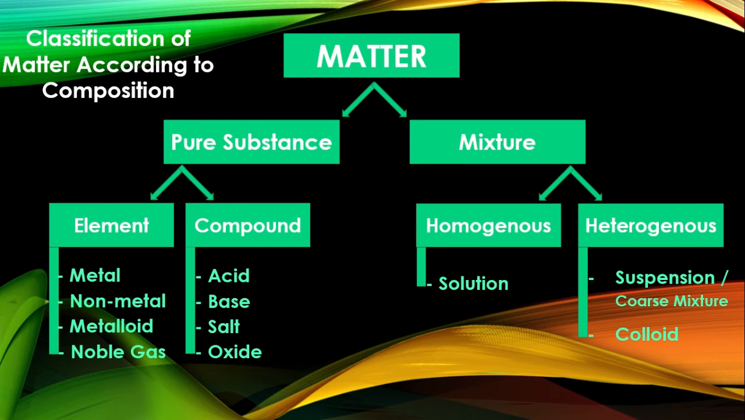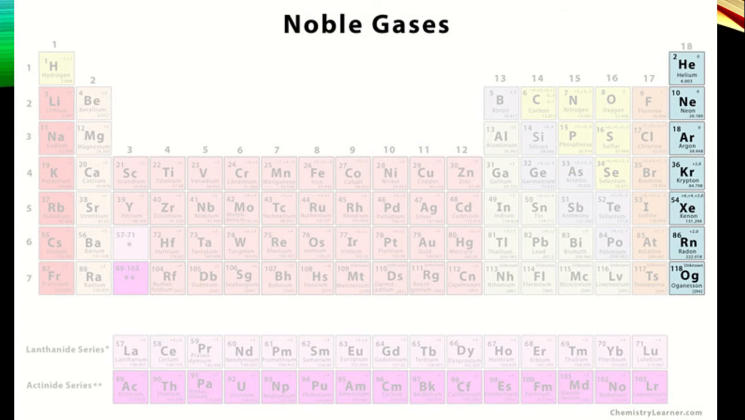Lastly, under the elements, we have your noble gases. Noble gases are elements that do not undergo chemical reactions in nature. This is because noble gases are stable on their own, meaning they do not have to undergo chemical reaction in order for them to attain stability. The noble gases can be found on the rightmost part of the periodic table of elements. They are your helium, neon, argon, krypton, xenon, radon, and oganesson.